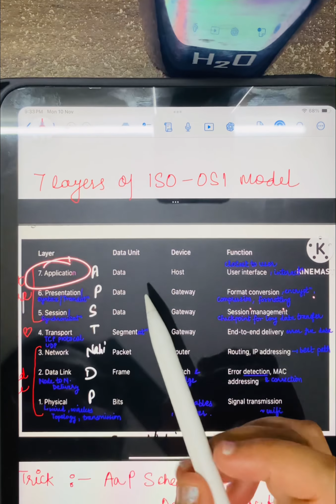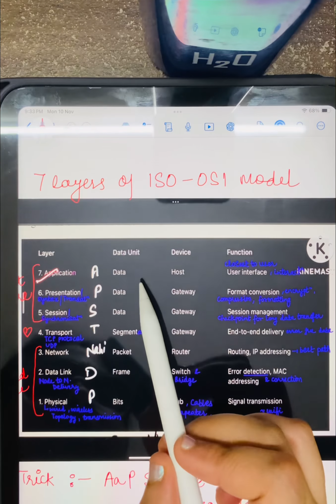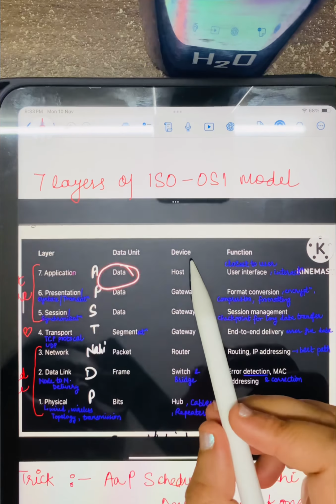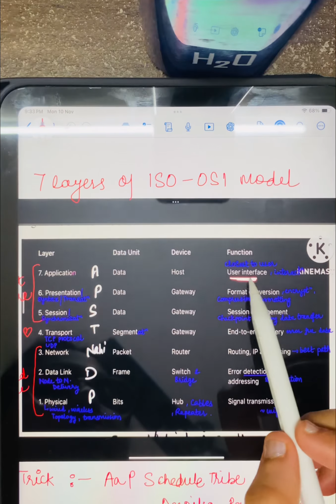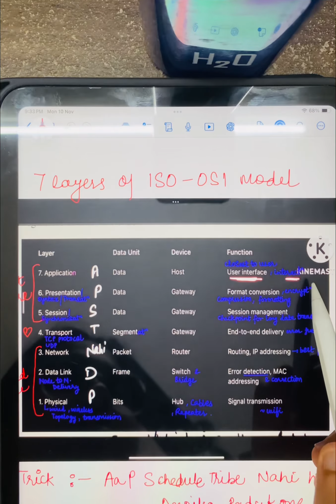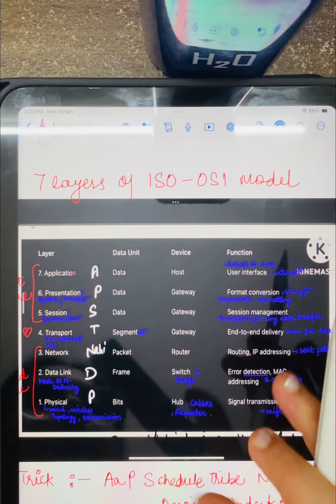And application layer. This is the 7th layer. Application, data unit is data again. Device is host. Function is it does user interface interaction and it is closest to the user.